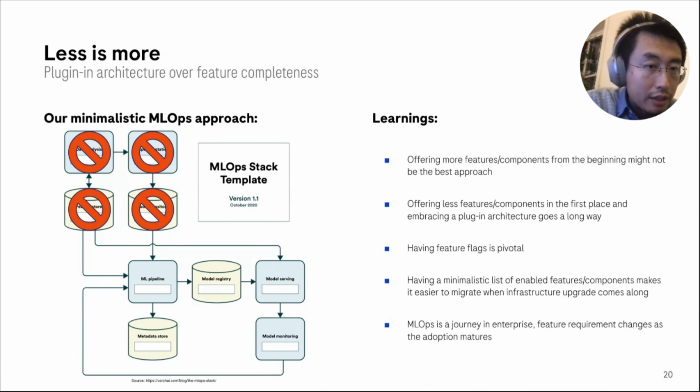And another advantage of having a minimalistic list of enabled features or components is that from an operational perspective, it would be easier to migrate when infrastructure upgrades come along. Last but not least, please keep in mind that MLOps adoption is a journey in an enterprise. Feature requirements change as the adoption matures. No one can predict which features we will need in 3 years. Not even, to be honest, a hallucinating GPT, right?